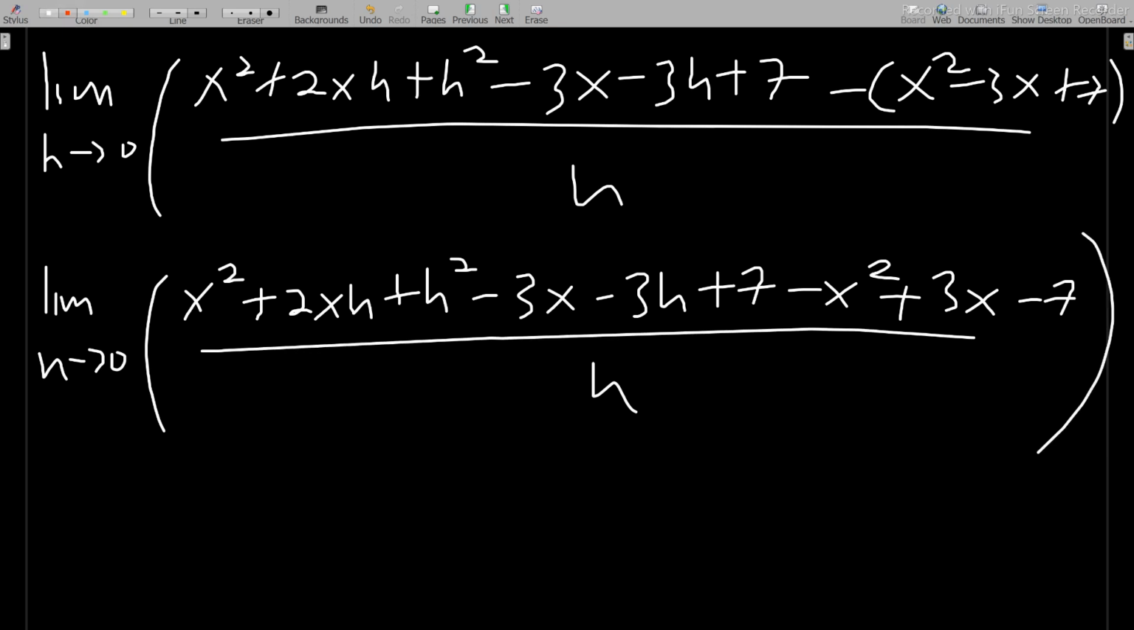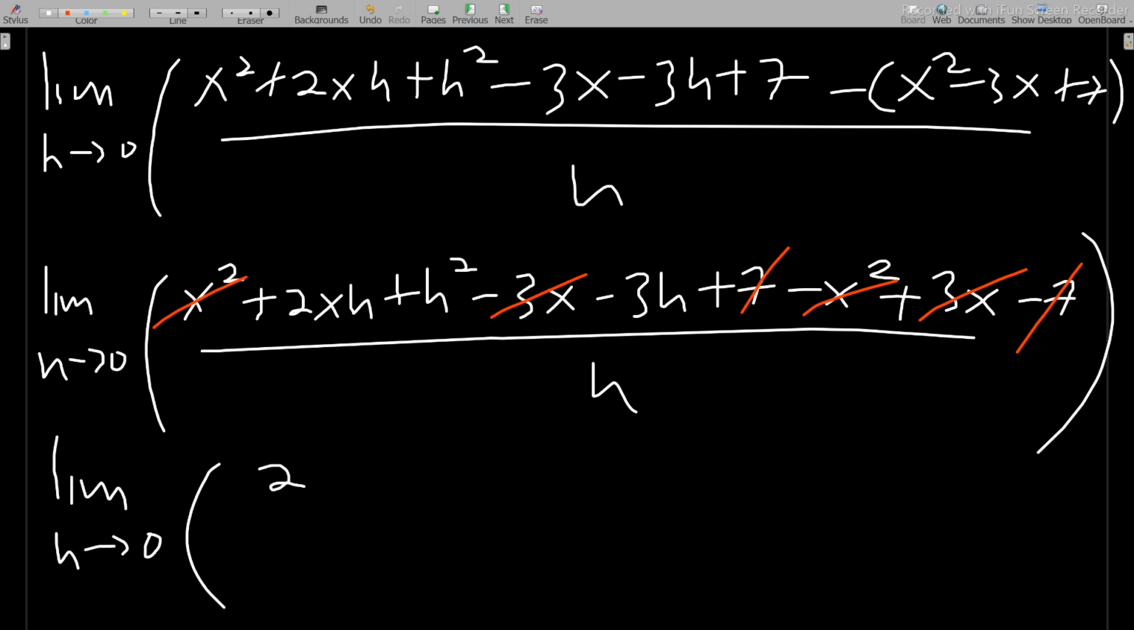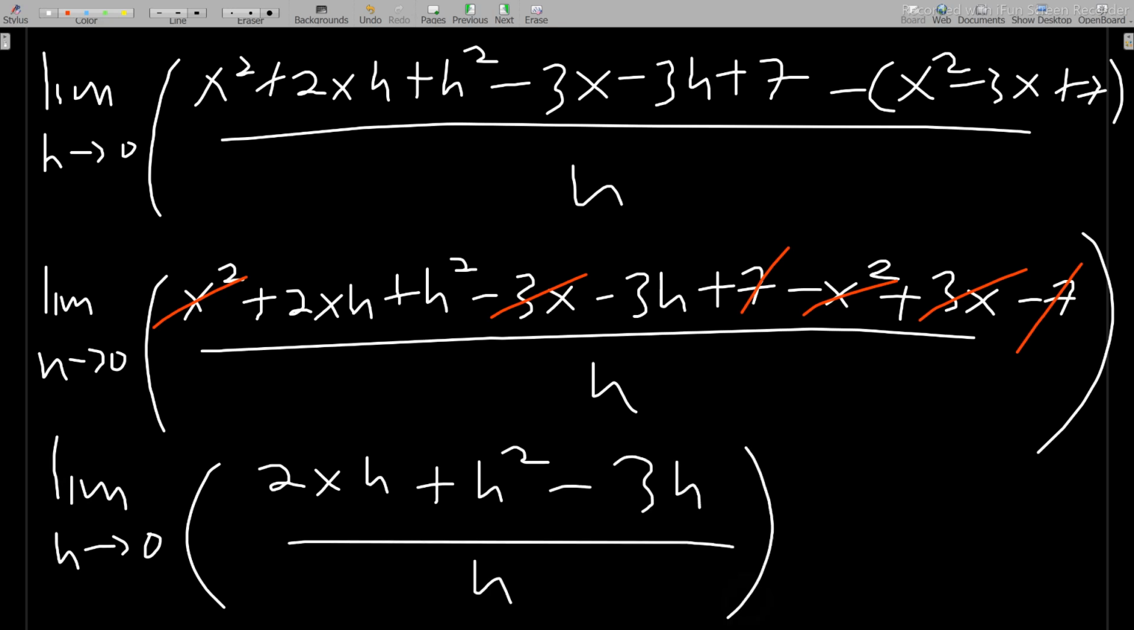So let's try to do some cancellation here. I have s squared minus s squared here. I have minus 3x, I have plus 3x here, I have plus 7, I have minus 7 here. Okay, so all that I'm left with is only the limit as h approaches 0 of 2xh plus h squared minus 3h all over h. That's what I've been left with here.